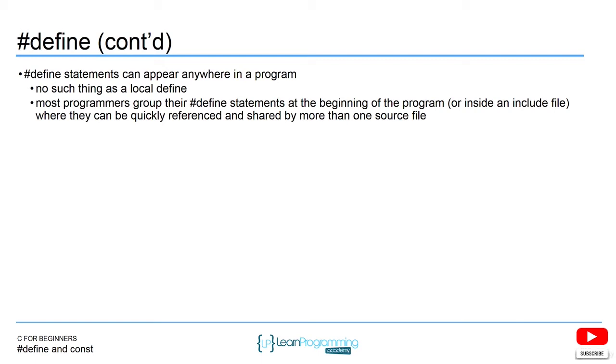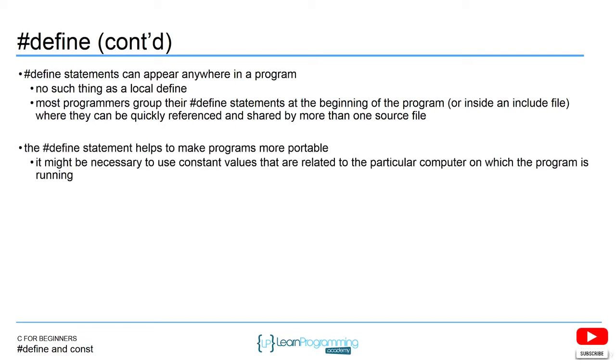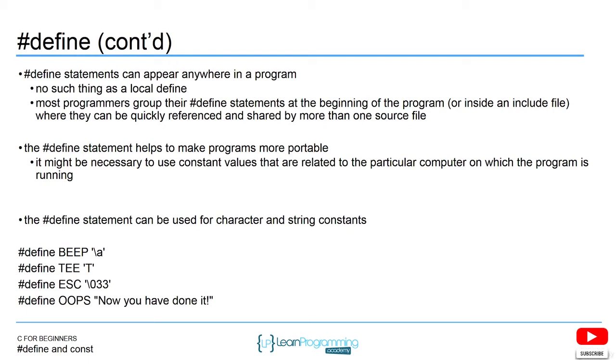It doesn't have any local or global. You can just put it anywhere, and anywhere in the program you can see it, even if it's being used before it's defined. Define statements are also really good because they help make your programs more portable. Sometimes you can use a define statement and relate it to a particular computer you're running on when the program is running, and it will get the right value.